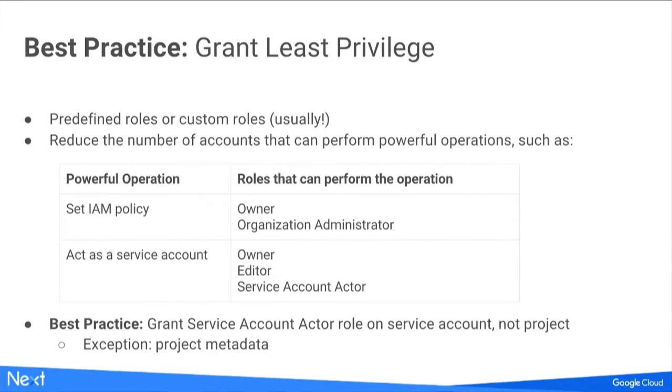There are some operations that are particularly powerful that you want to be aware of. The first is setting an IAM policy. Someone who can set an IAM policy could grant themselves or someone else any role on that resource. So by default, the owner and the organization admins are the 2 roles that have that permission. The second powerful operation is acting as a service account, as we talked about a bit earlier. Because if you can act as a service account, you can now get access to data that that service account has access to.